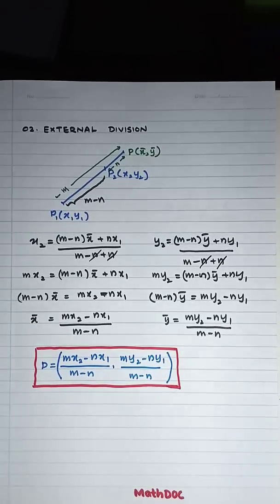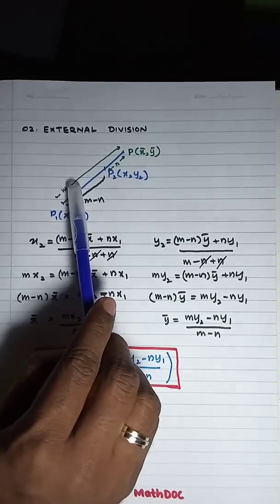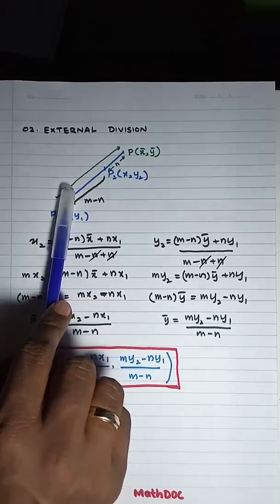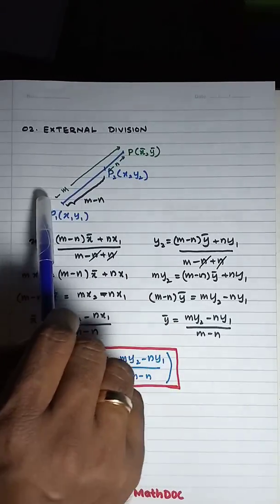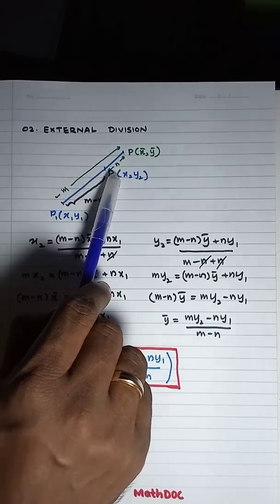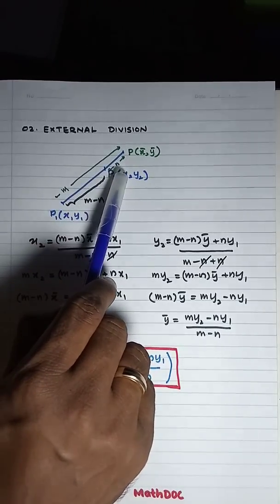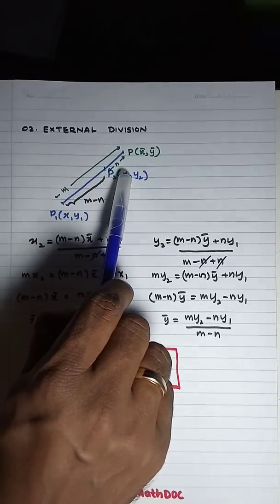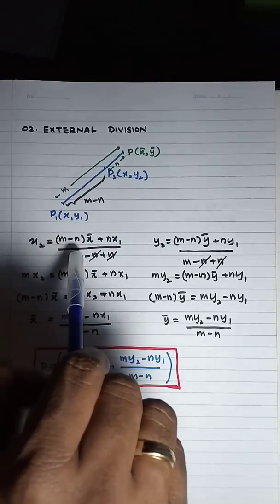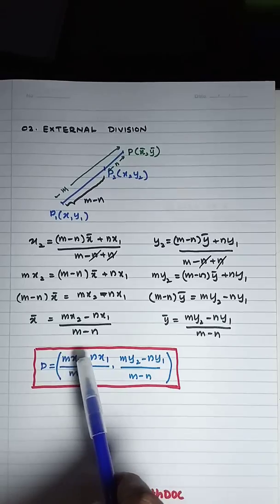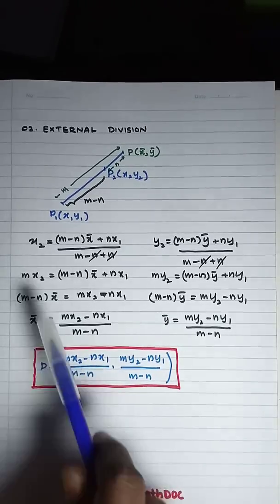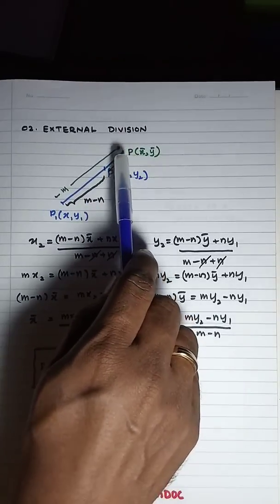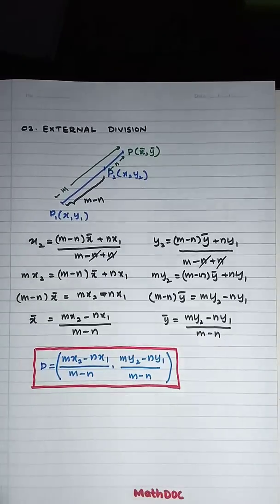Remember this pattern: M multiplies with the non-related point. Here M is related with P1 and P, then P2 will be the non-related point. Then M x2 and N, non-related with x1: M x2 minus N x1 over M minus N. Similarly, M y2 minus N y1 over M minus N. That is the external division point.